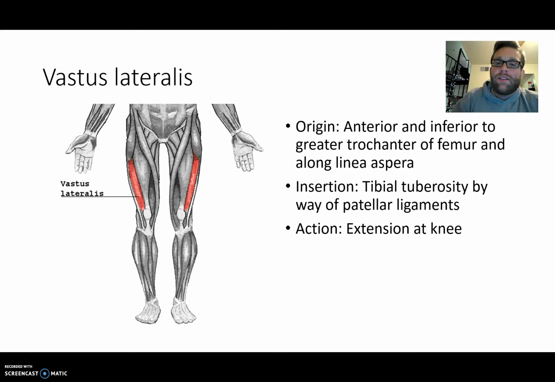The next muscles deal with extension and flexion at the knee. They are further down. They're large muscles, some of the larger muscles in the body. The first muscle, vastus lateralis. Vastus, that's how I remember it, vast being large. And lateralis, they're going to be on the lateral side.